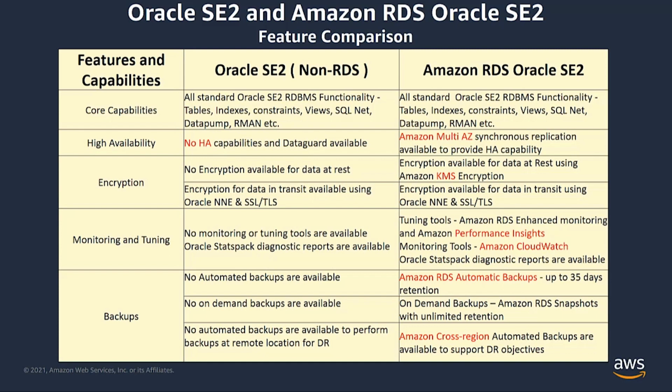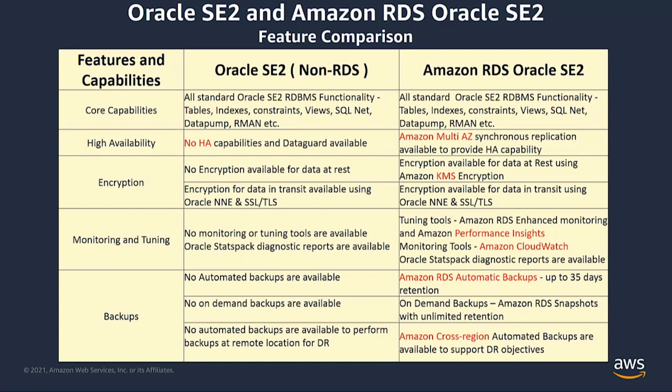Once you choose to use Oracle Standard Edition 2, then you have two choices to host it in AWS. It can be a simple Oracle SE2, which may be running on an EC2 server or a bare metal box, or Oracle SE2 can be run in the Amazon RDS managed service. The core capabilities remain the same, which come from Oracle Standard Edition 2 for all the tables, indexes, Data Pump, RMAN, and all other features.